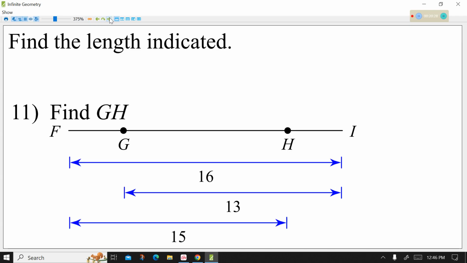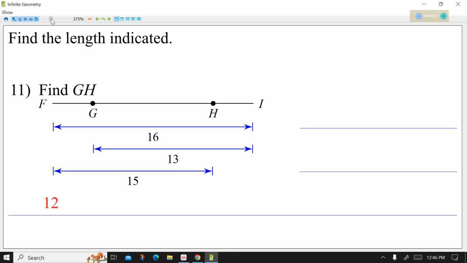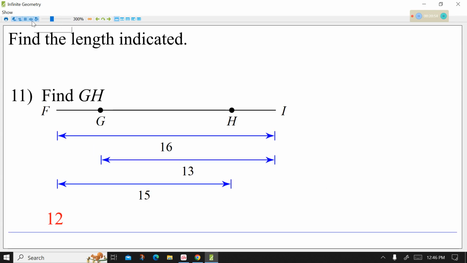For number 11, you would want to find GH. So try to find what that thing is in the middle. Mess with this problem and try to find the missing pieces. What does FG have to be? What's this one got to be? Darken the lines, use your highlighters, whatever it is, and figure out what GH is. So pause the video right now and try it. Okay, we have the answer that you should have got. Zoom out a little bit. The answer is 12.